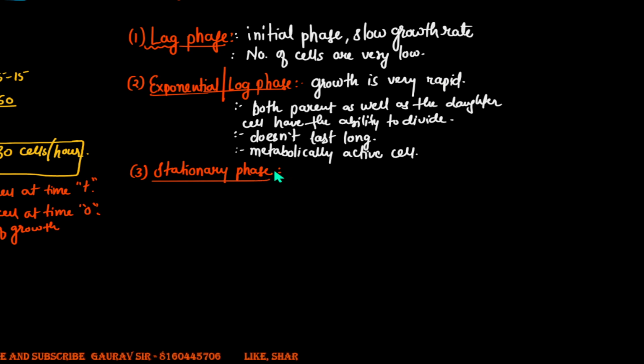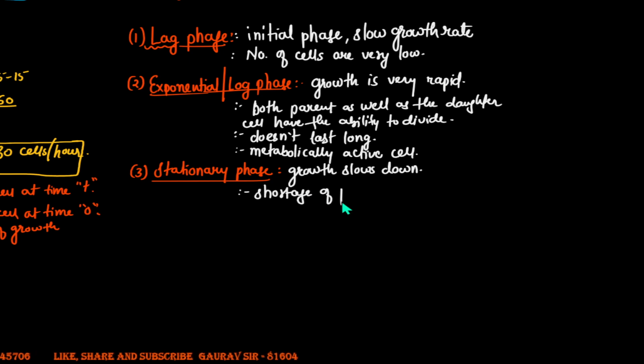Right. Now, what happens in the stationary phase is the growth slows down. The growth of these microbes or the plant cells slows down. Now, you do know what is the reason for this slowdown of the growth in the number of cells, right? It comes from the fact that there is shortage. Firstly, there is shortage of food.